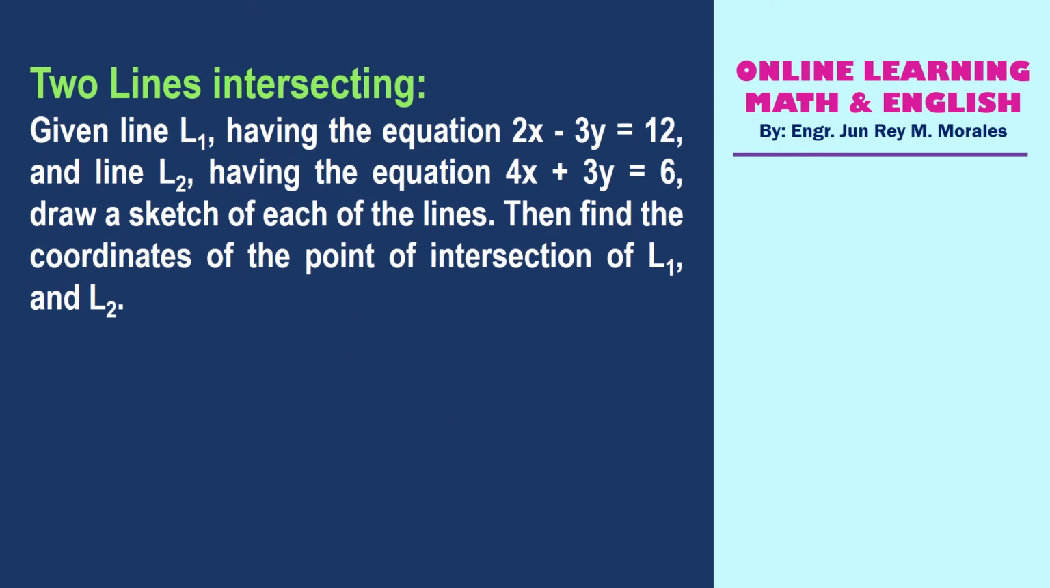Now, let's discuss a situation where the 2 lines are intersecting. Given line L1, having the equation 2x minus 3y is equal to 12, and line L2, having the equation 4x plus 3y is equal to 6, draw a sketch of each of the lines. Then find the coordinates of the point of intersection of L1 and L2.